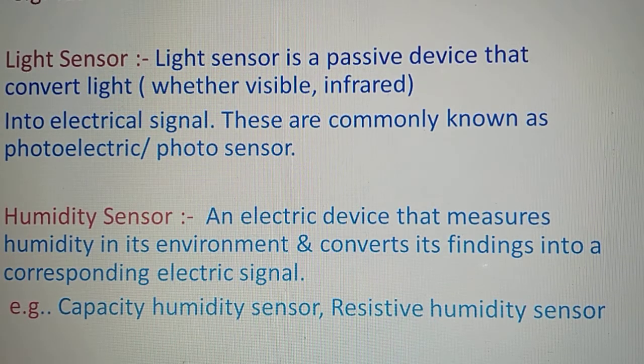The next kind of sensors are humidity sensors, which sense the humidity in the environment. These humidity sensors are electric devices which measure the humidity in the environment and convert their findings into corresponding electrical signals. Examples of humidity sensors are the capacitive humidity sensor and resistive humidity sensor.